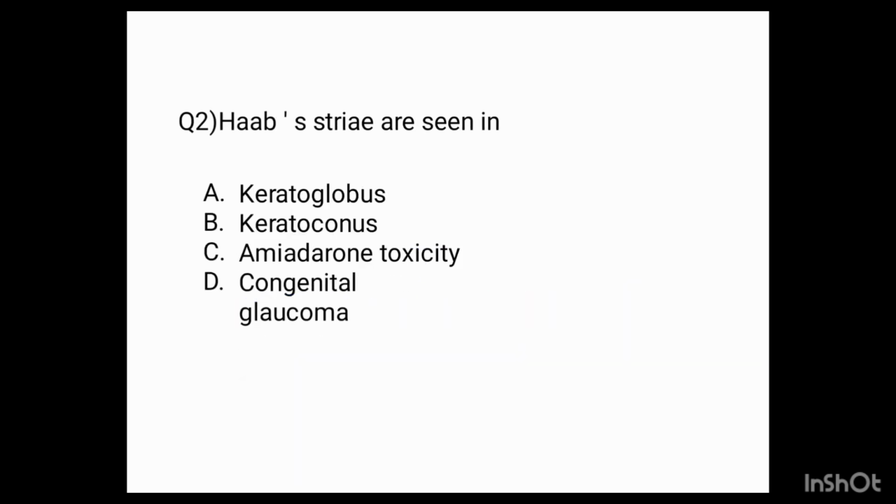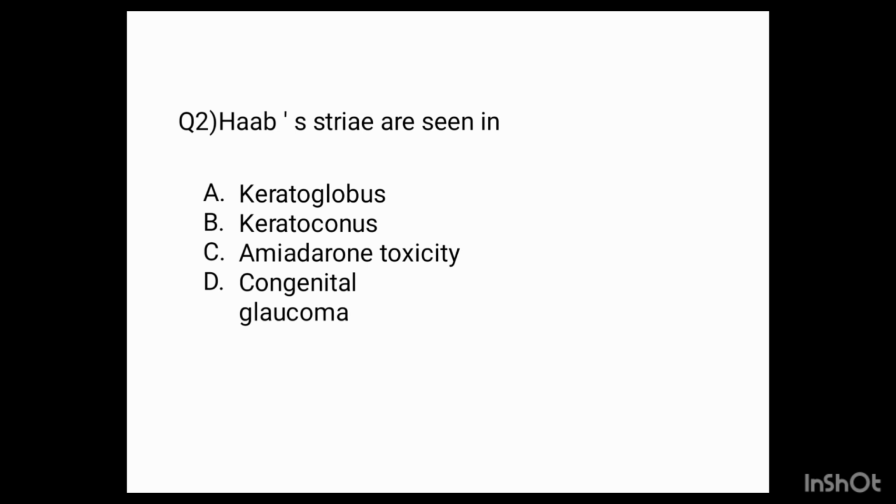Okay, next, Haab striae are seen in. So the options are keratoglobus, keratoconus, amiodarone and congenital glaucoma. Can you please pause the screen and answer this? What is the diagnosis? Keratoglobus, keratoconus, amiodarone or congenital glaucoma?